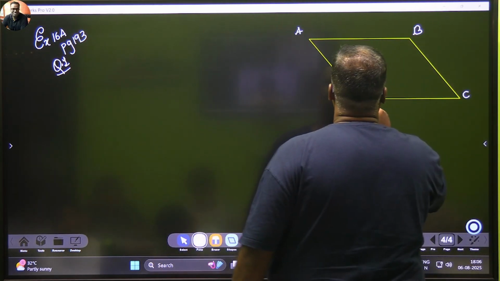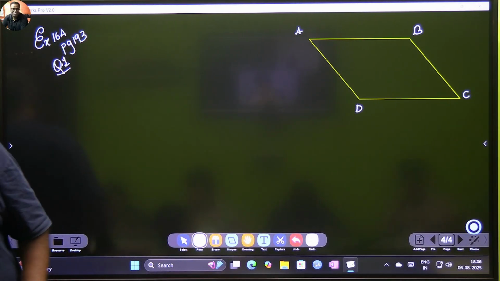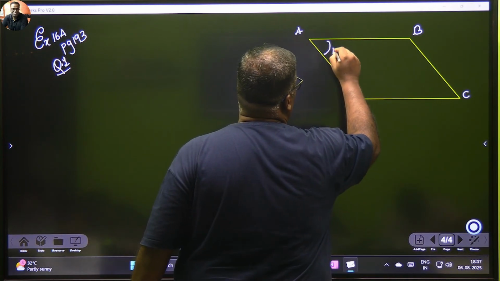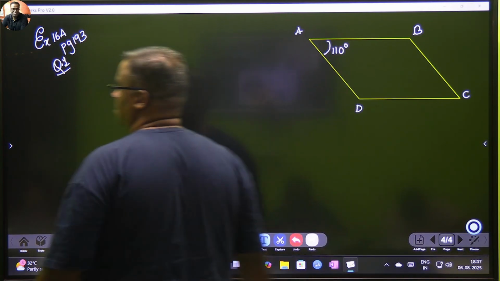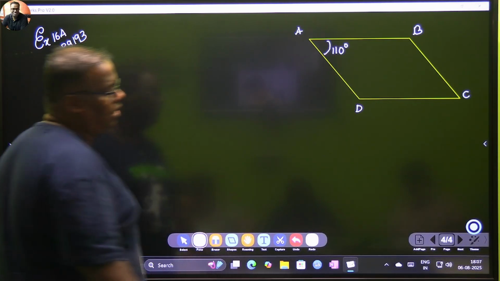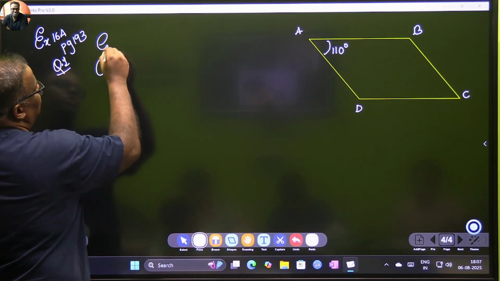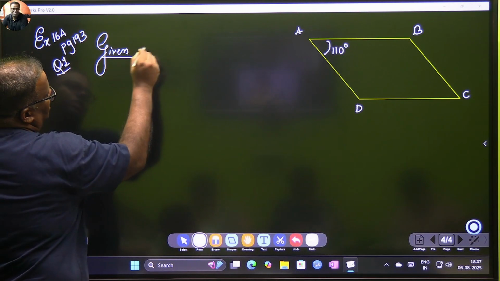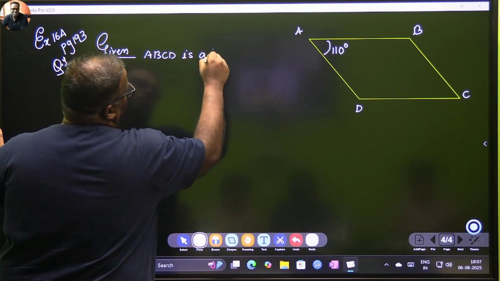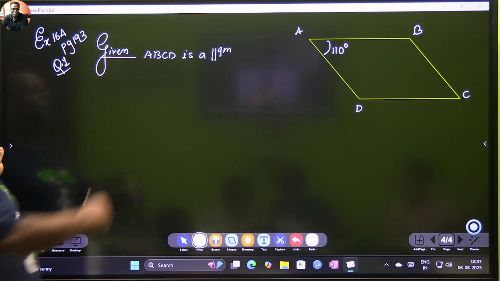Great. ABCD is a parallelogram. Okay. Angle A is equal to 110 degree. Find the measure of each of the angles, angle B, angle C, angle D. Anything else asked? No. So how do we start this question? We first write given. Okay. See, given ABCD is a parallelogram. You understood? This is my first data.